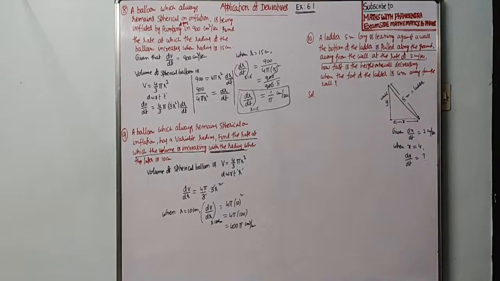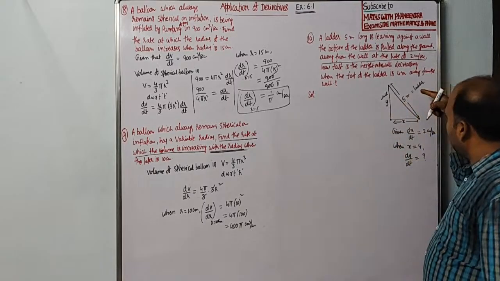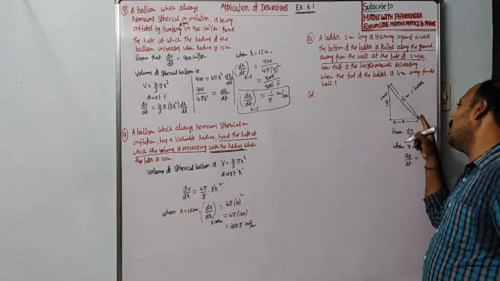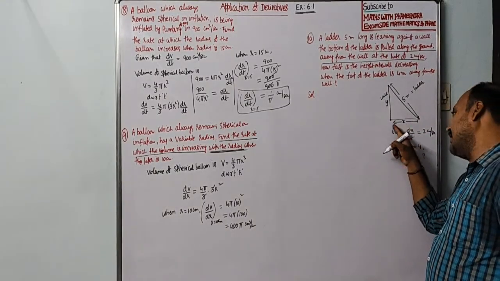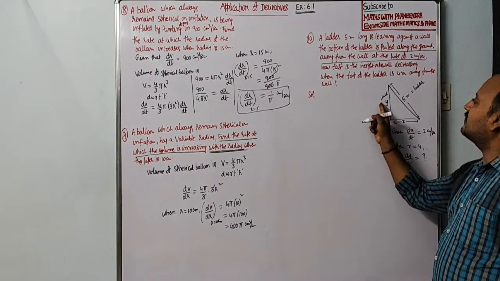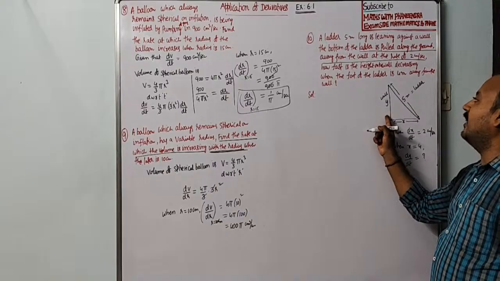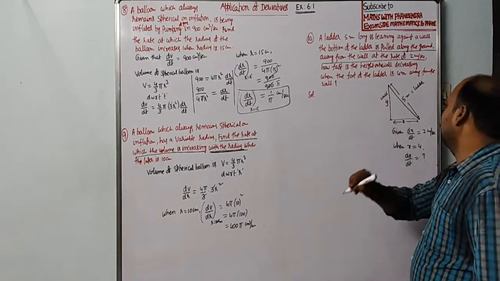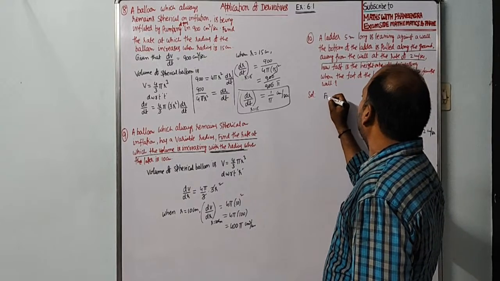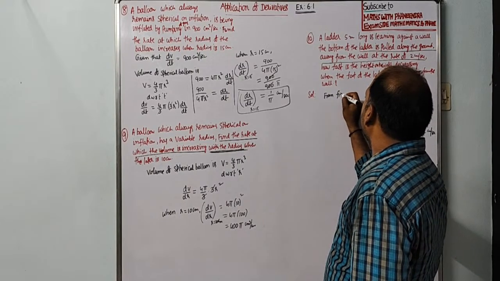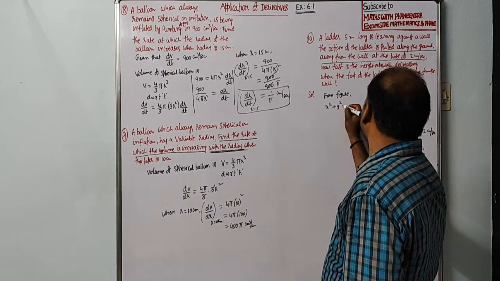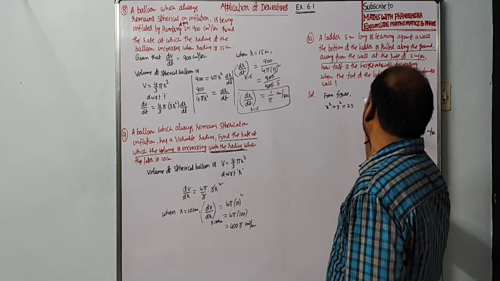Okay, dear students, first this is the ladder position. From the foot of the wall to the foot of the ladder is x units. The rate of change of x is given. When x is equal to 4, they are asking to find the rate of change of y, that means the height of the wall. So from the figure, it is a right triangle. From the figure, x square plus y square is equal to 25.